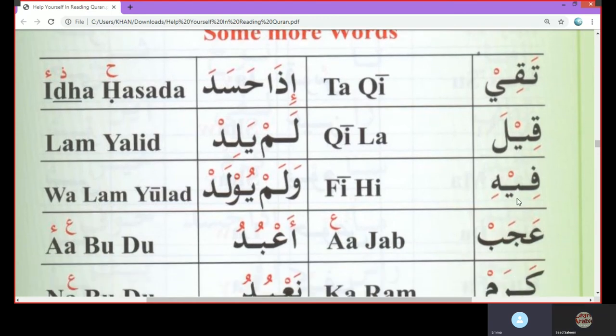That's because it's got the kasra, it means that it's elongated, so it's fi. Good. And what about this wa? Is it waw madda or simple waw? Simple. No, it is waw madda because it has dhamma before it. Oh, okay. So then that's elongated too, so it's wa lam yulad. Good.